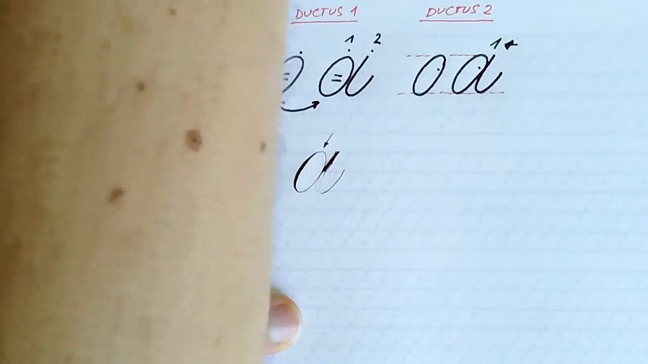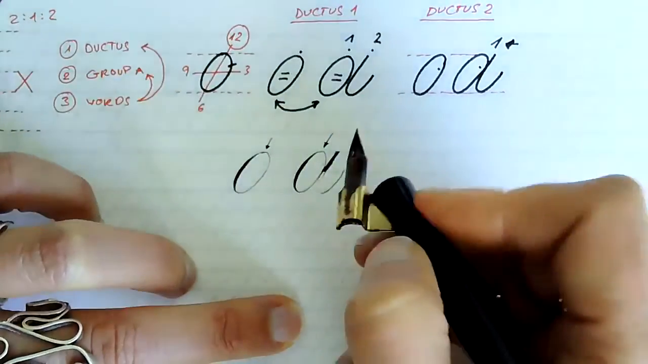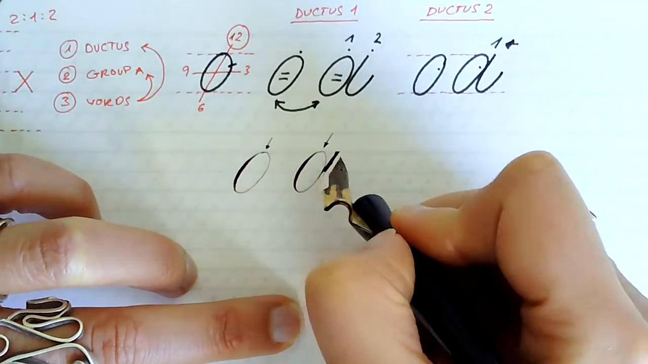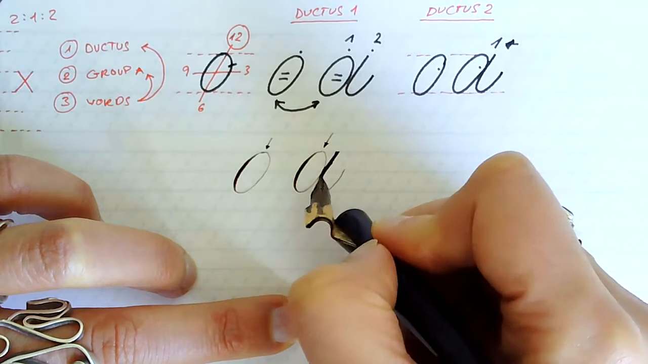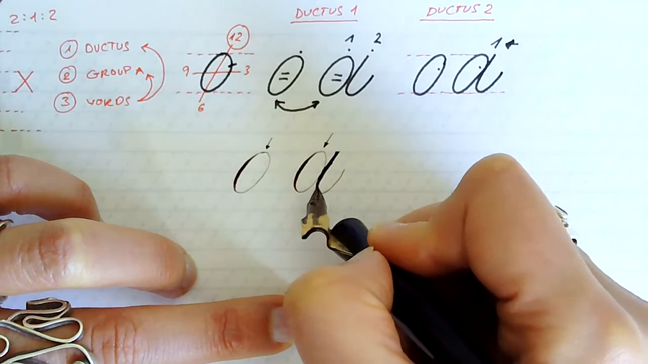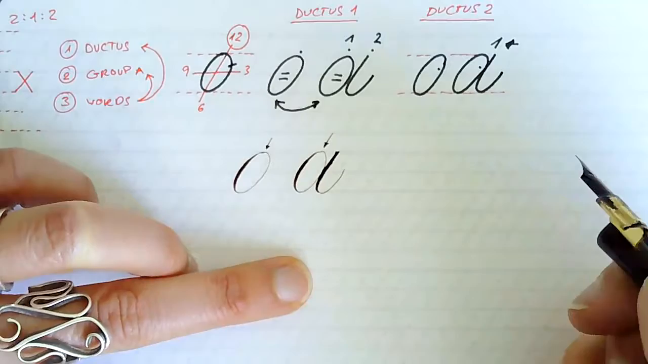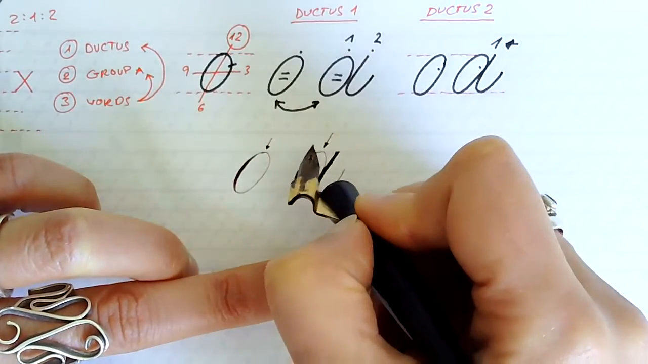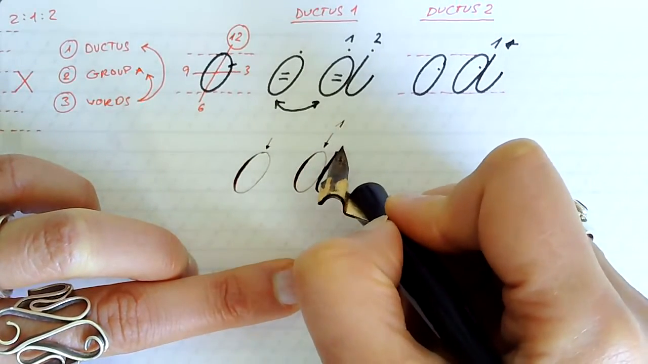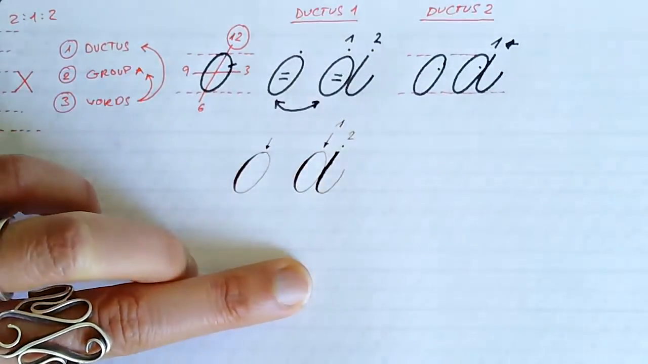I ran out of ink, of course, so I'm going to be filling in the railway just to show you what I just did. Okay, so I have number 1, and in here, number 2 movements.